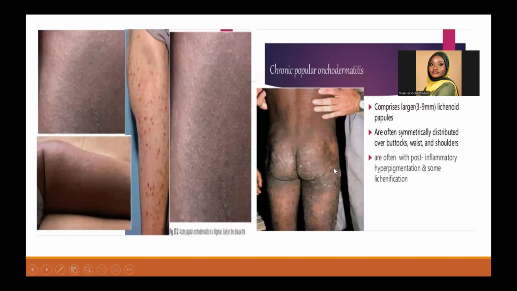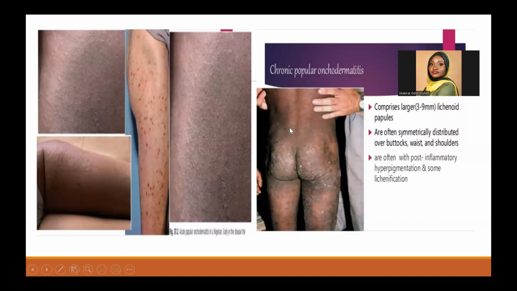This is a bit more of a chronic presentation. I can see white patches. This is probably as a result of scratching, and there's early signs of lichenification here. That's increased skin markings.